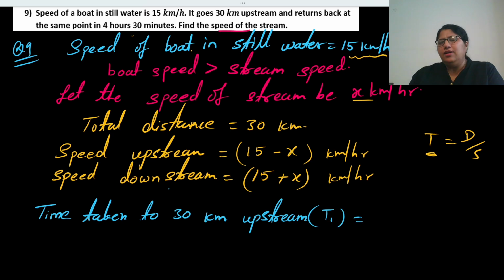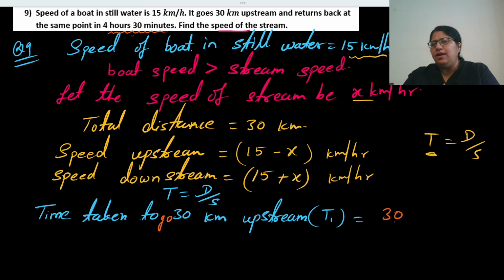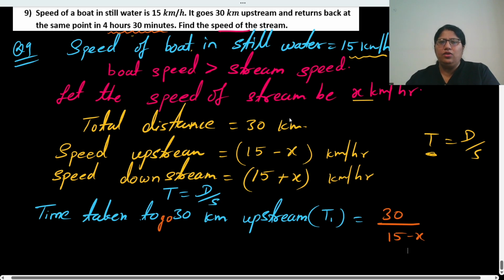Now you know that you can write the formula also, time equals distance by speed. Your equation will be based on time, right? Because 4 hours 30 minutes is given. So what is given here? Time taken to go 30 kilometer upstream is going to be 30 by the upstream speed. What is the speed? 15 minus x. This is your T1.